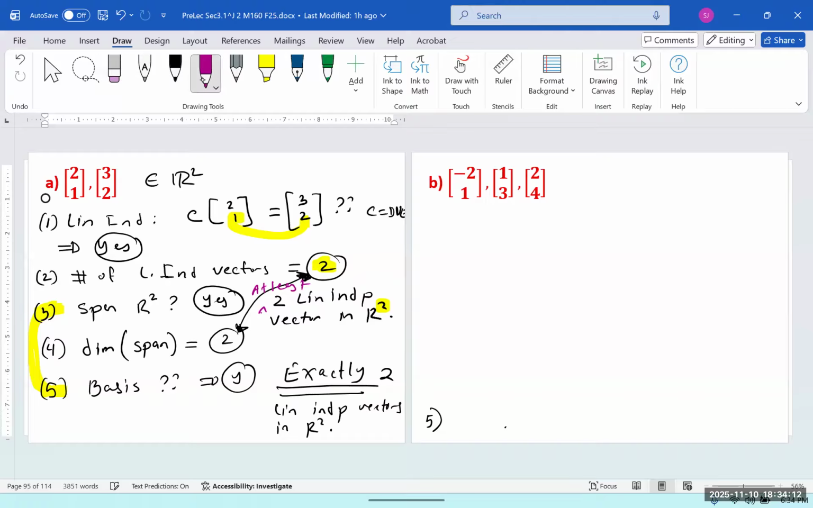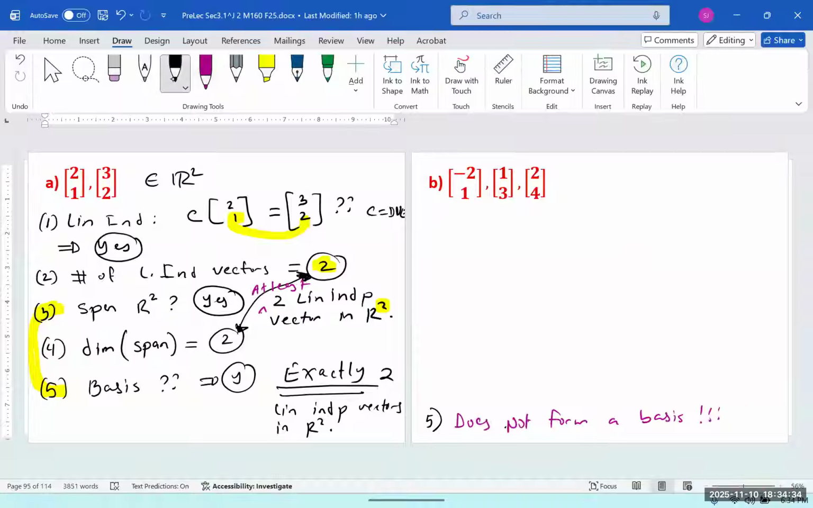I should say, does not form a basis. So before you even do anything, just by looking at the number of vectors, you already know the answer for the last one. 3 vectors in R2, a basis is not possible.